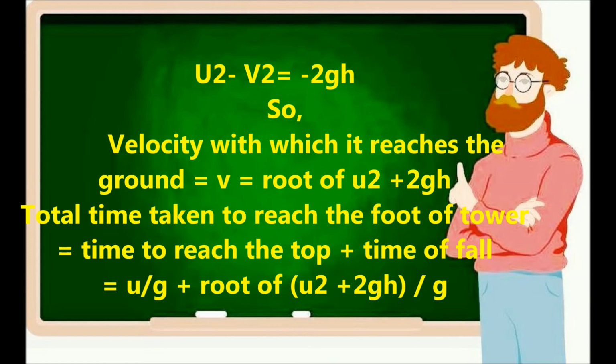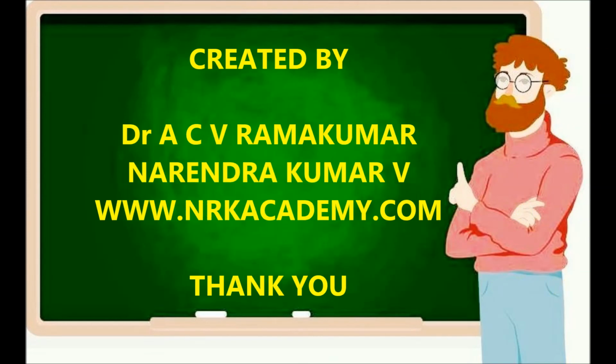What is the total time taken to reach the foot of the tower? Obviously it is time to reach the top and time of fall. Time to reach the top we have already seen is u by g, plus root of u square plus 2gh by g. The first is to reach the top and the second is the fall. So all we are doing is breaking into two parts. If you add those two times and apply the equations, we get this.